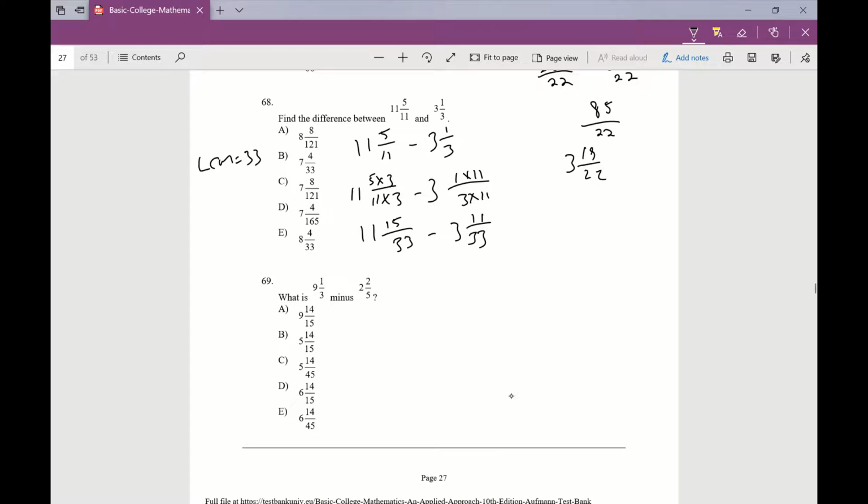Okay, if we look at the fraction components of the mixed numbers, 15 over 33 can minus 11 over 33, but again we take care of the whole number first. 11 minus 3 will get you 8. 15 over 33 minus 11 over 33 will give you 4 over 33. The final answer is E.